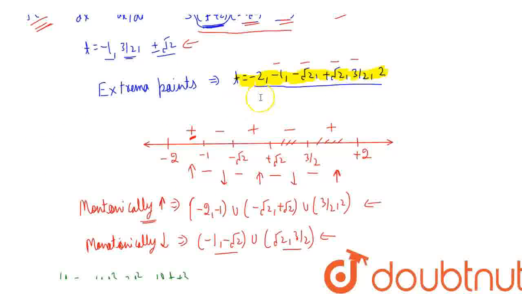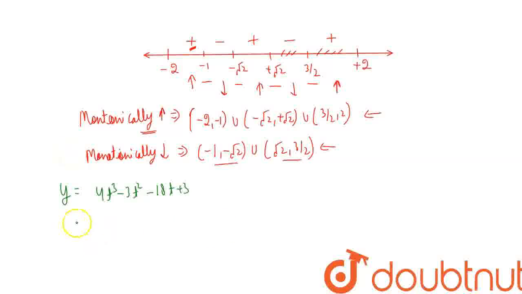So let us first consider the point t equals -2. At t equals -2, we can find y of -2 as 4 into -2 cube, that is -8, so we get -4 into 8, minus 3 into 4, which is 12, and then if we put -2 here we get 18 into 2, that is 36, plus 3. If we solve this, we get -5. So on solving this we get y of -2 equals -5.